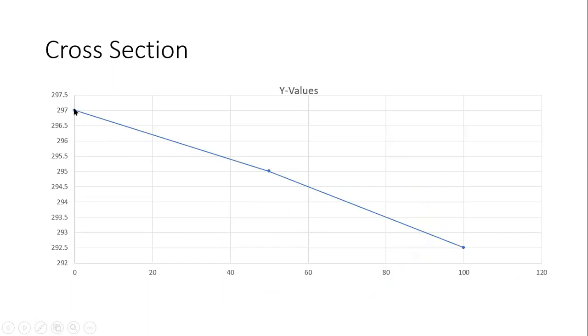On the left hand side, 297 meters. At the center, it was 295 meters. On the right, this is 100 meters. So for each of the stations, we'll have these cross section values. So I'll stop here, and this is all about my geometric design of highways.